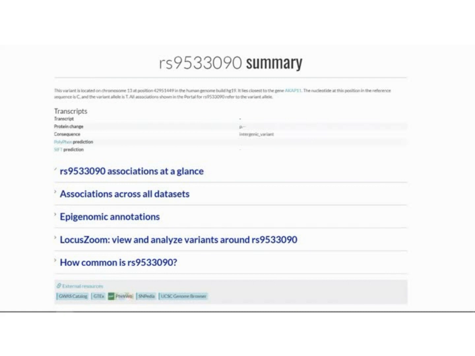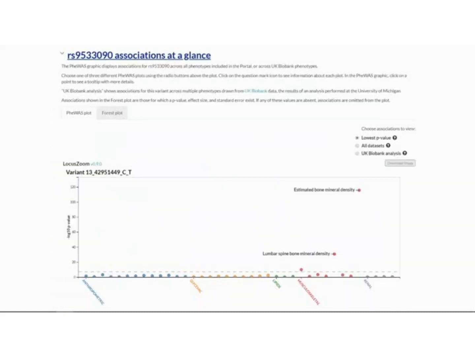If you go to the first one, the associations at a glance, we would see that there's a high association of this variant with lumbar spine bone mineral density, as well as estimated bone mineral density. That's an ultrasound of a heel ultrasound scan, but no association with the other phenotypes that are listed in the portal, including glycemic indices and lipids.